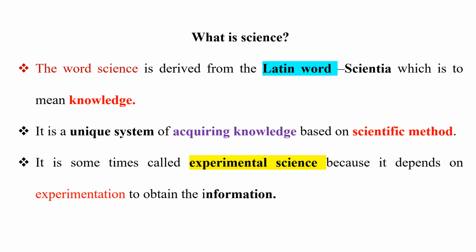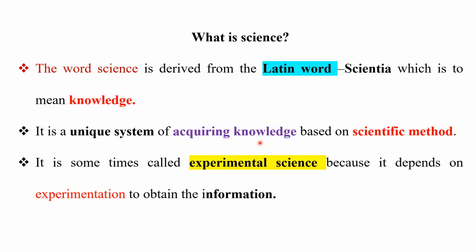Let me come to defining science. What is science? As you remember in grade 11, the word science is derived from the Latin word scientia, which means knowledge. It's a unique system of acquiring knowledge. In other words, science is a unique system of acquiring knowledge based on scientific methods.